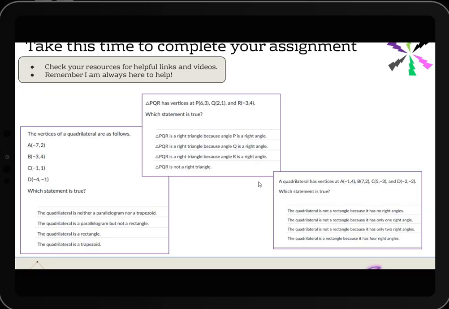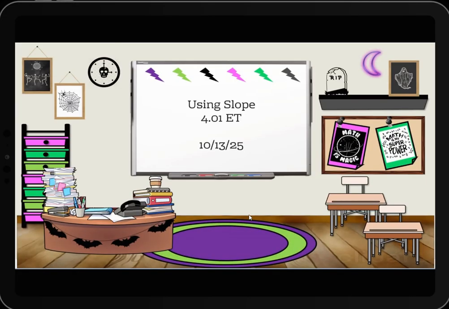Then you have your middle one where you're classifying it as whether it's a right triangle or not. And then your last one, you're classifying it as whether it's a rectangle or not, which the very last example I would refer you to assist you with that particular question. This is going to represent lesson 4.01 over slope.